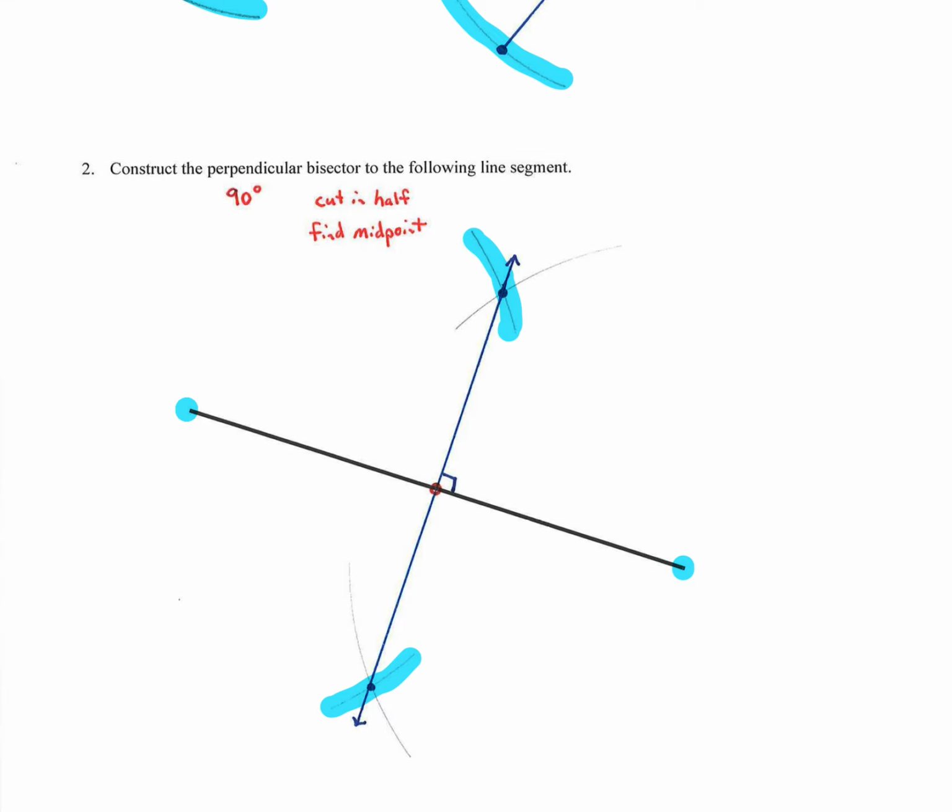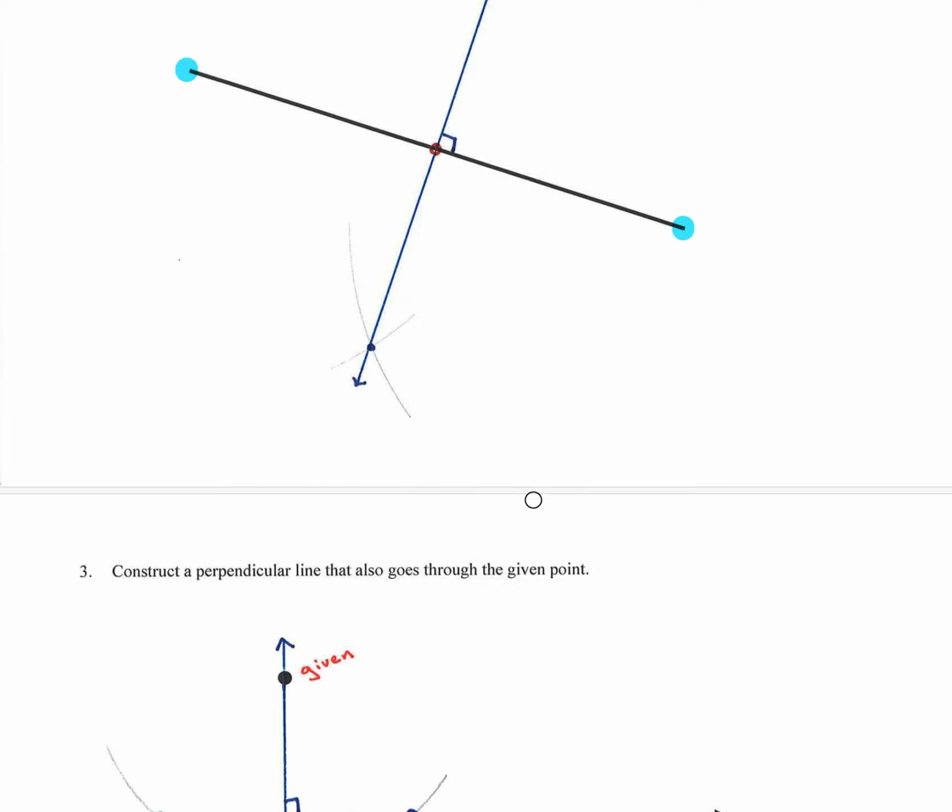Okay? Perpendicular bisector, we're going to do it 1,000 times. If you look at just the marks, what you're going to see is there's basically a circle, circle, circle, circle. And those distances are going to be the same, and we can find the middle.